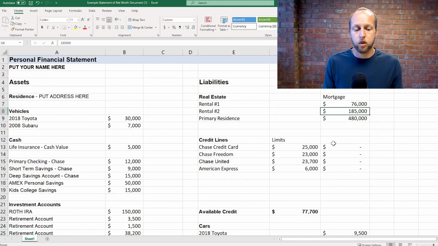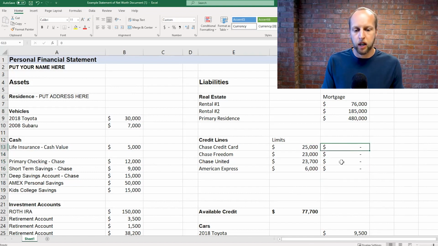They also have some credit lines. So this is really important, for one, just seeing how much credit you have available. And this goes into credit score. This is not a video about credit score, but this can help you. The higher this number is, basically the ratio between what you're using versus what you have available.